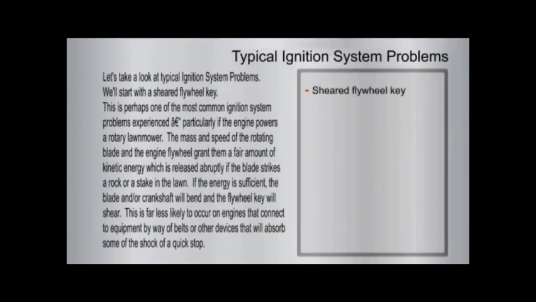We'll start with a sheared flywheel key. This is perhaps one of the most common ignition system problems experienced, particularly if the engine powers a rotary lawnmower. The mass and speed of the rotating blade and the engine flywheel grant them a fair amount of kinetic energy, which is released abruptly if the blade strikes a rock or a stake in the lawn. If the energy is sufficient, the blade and/or crankshaft will bend and the flywheel key will shear. This is far less likely to occur on engines that connect to equipment by way of belts or other devices that will absorb some of the shock of a quick stop.